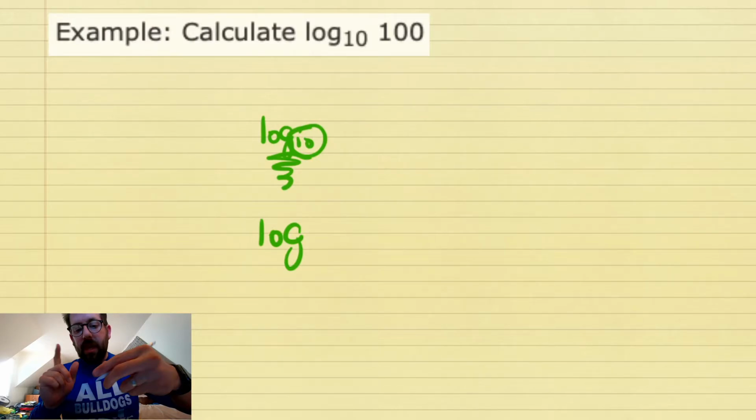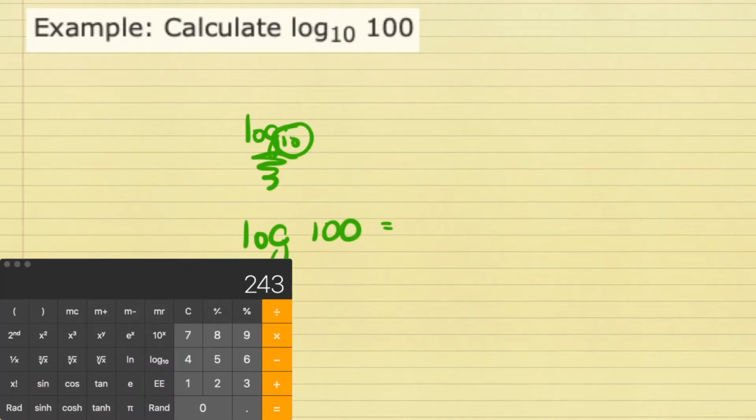Now I'm going to tell you the answer right now. It should tell me 2 on a calculator. Now I'm going to jump to the calculator so you can see it. Right to the calculator, and I'm going to type this in. So I'm going to clear out my calculator here so you can see this.